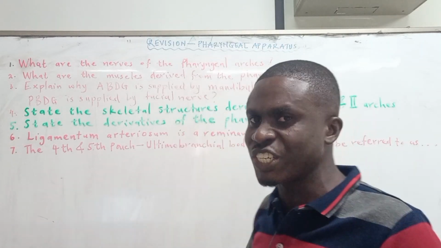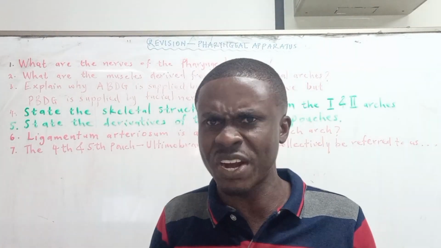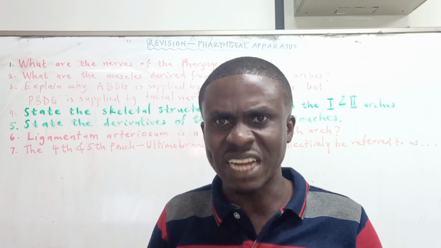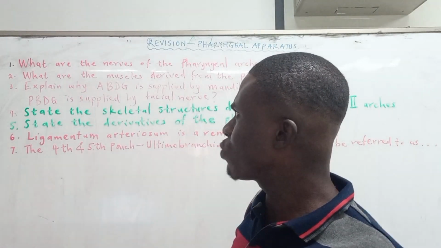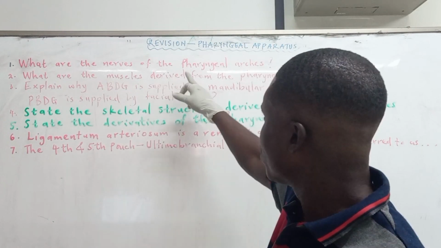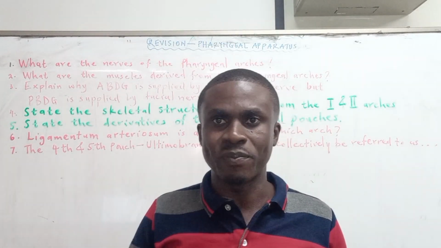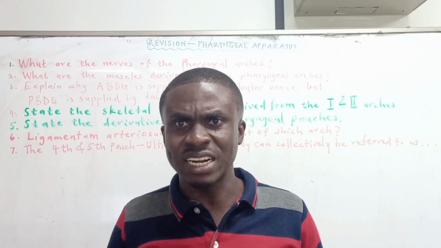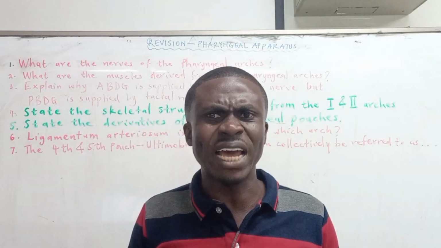Now I have 7 questions over here, which in a very short time we are going to treat. It's a revision section, a very rapid one, so that you can quickly readjust your learning technique. Now the first question that we find over here is: what are the nerves of the pharyngeal arches? Now remember that the neural crest cells will give us all these nerves of the pharyngeal arches. And so what are these nerves?